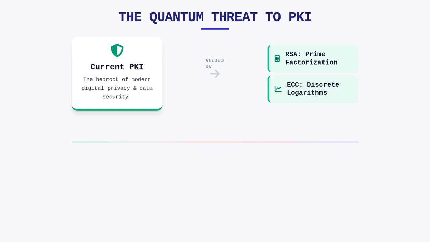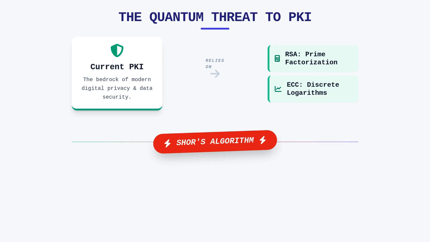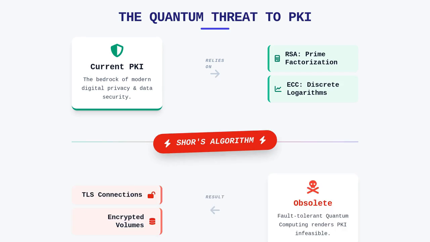These systems are pervasive in protecting everything from TLS connections to encrypted database volumes, effectively forming the bedrock of modern digital privacy. However, the theoretical development of Shor's algorithm changes this landscape significantly, as it provides a polynomial time solution for these specific mathematical tasks. If a sufficiently powerful fault-tolerant quantum computer were to be constructed, these foundational cryptographic systems would effectively be rendered obsolete overnight.